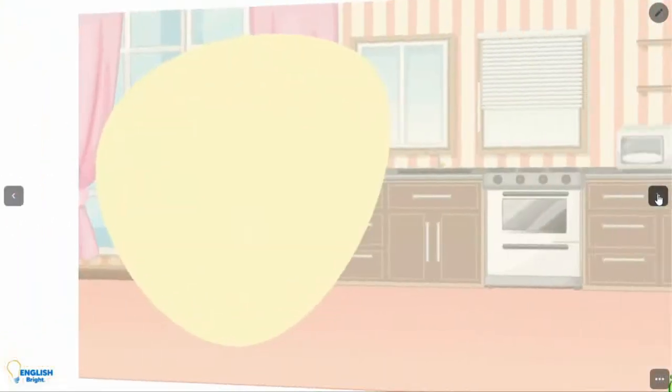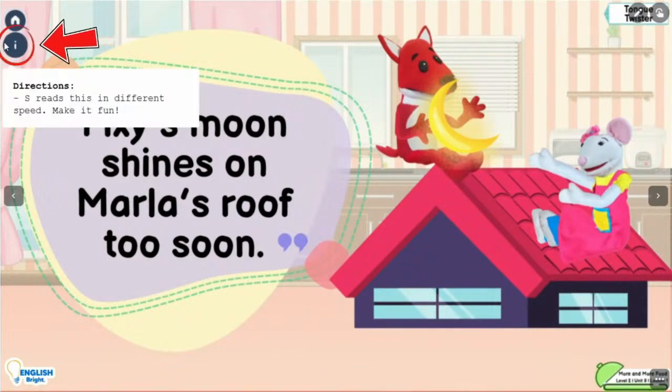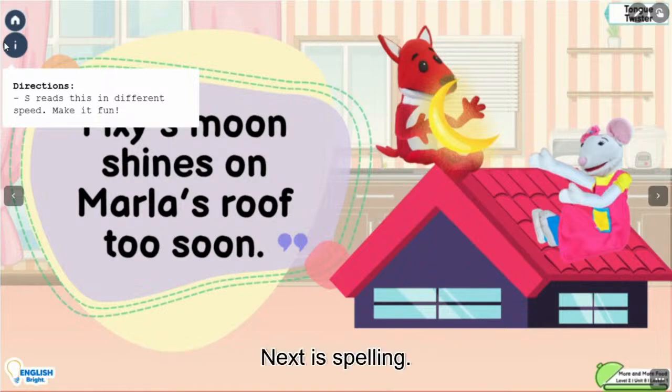On the tongue twister slide, click the tooltip to view instructions. In this activity, the student will read the tongue twister at different speeds. Next is spelling.